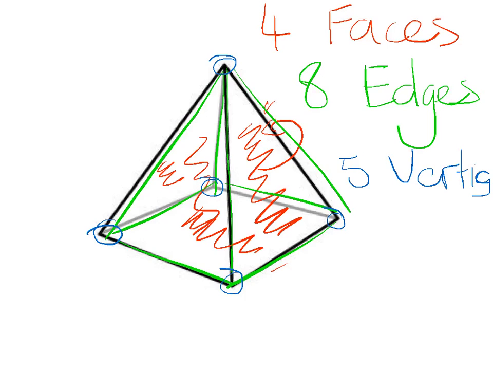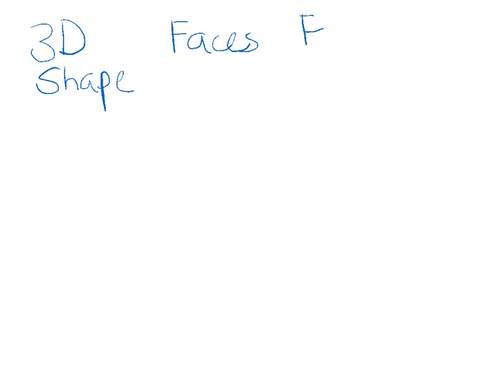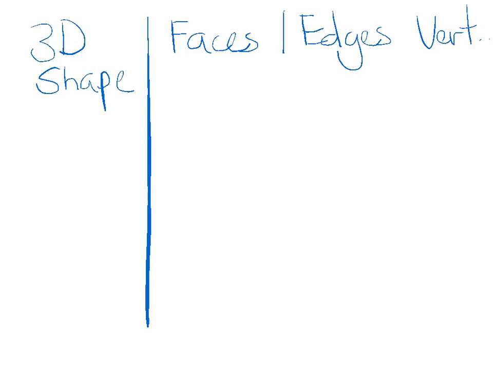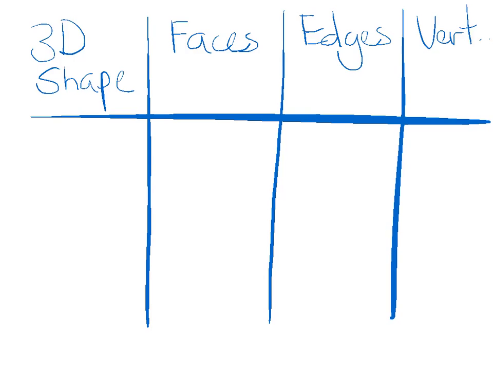Okay, now here's your task. Your task is this. You're going to rule up a table. The first column is going to be called 3D shape. Then the next column is going to say faces, edges, and vertices. And I can't quite fit that in, so I'll just put dot dot dot. And you're going to make these nice straight lines across here like so.